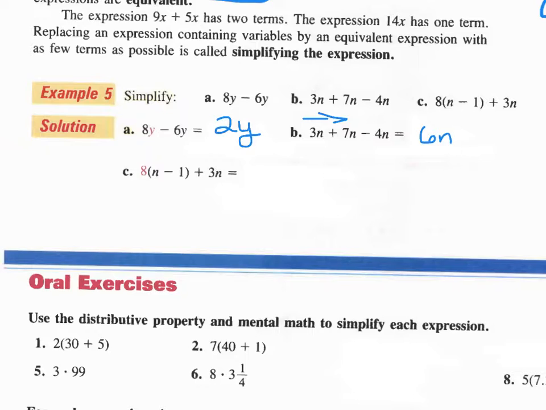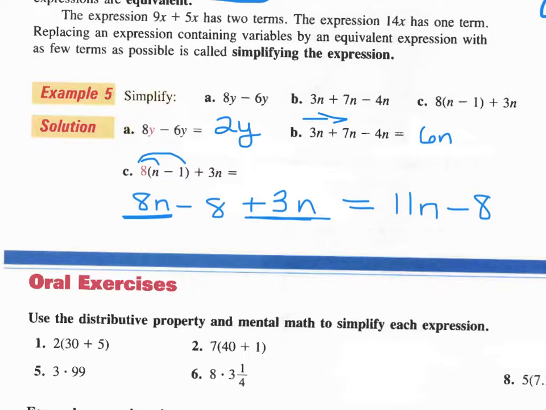On part C, before I can start grouping my like terms, I need to distribute. So 8 times n gives me 8n, and then the subtraction sign, or you can think of it as 8 times negative 1, and then I'll drop down the plus 3n, and now I can begin to combine my like terms. Notice I have an 8n here and a positive 3n. When I group those together, I get 11n minus 8. Good?